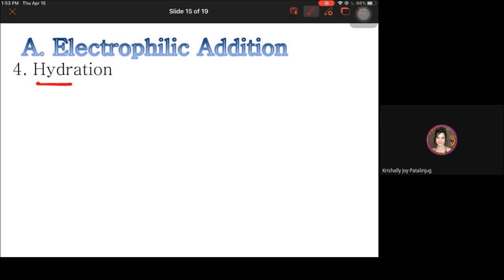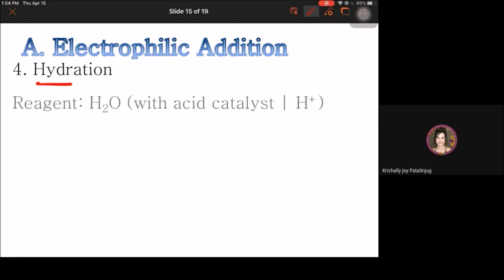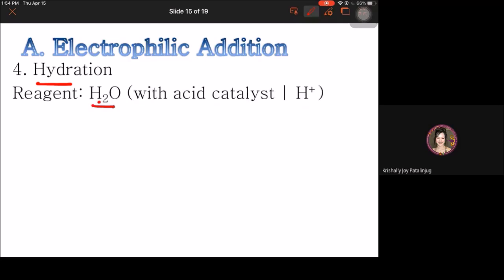What do you think is being added in hydration reaction? Very good. Water. Right? If you hydrate, you're adding water. Hydrogenation and hydration are different, because hydrogenation adds hydrogen gas, while in hydration, water is being added. The H2O is being added. So the reagent here is H2O.